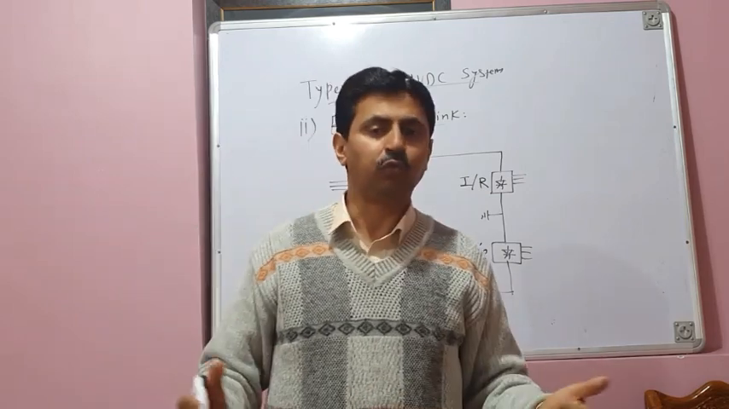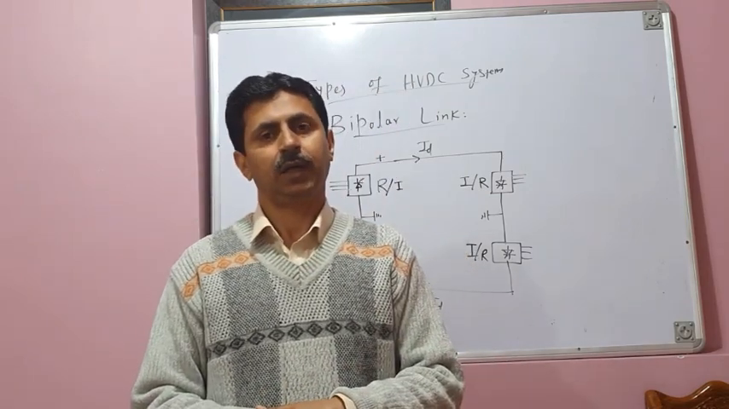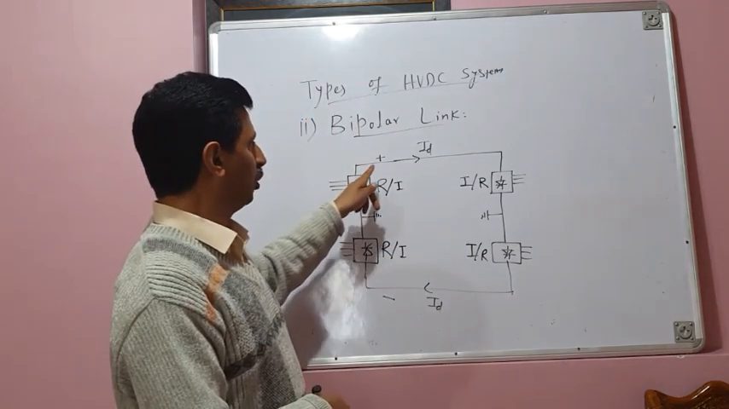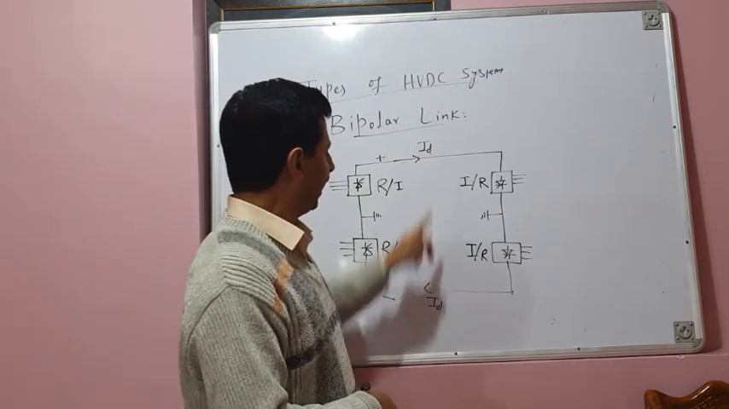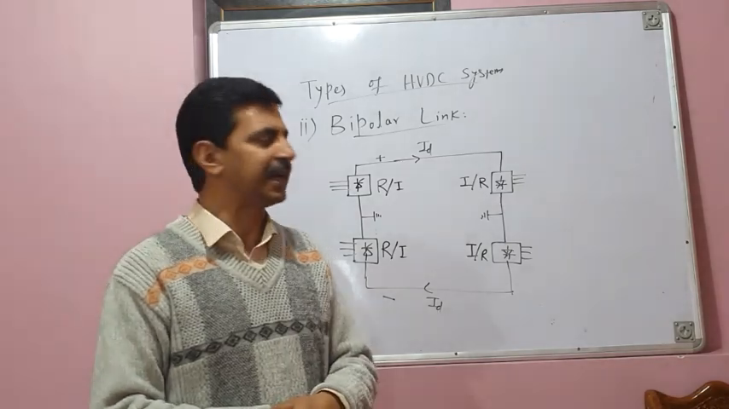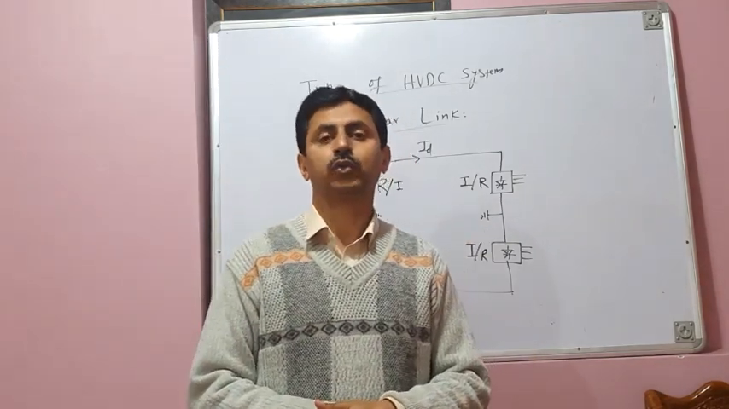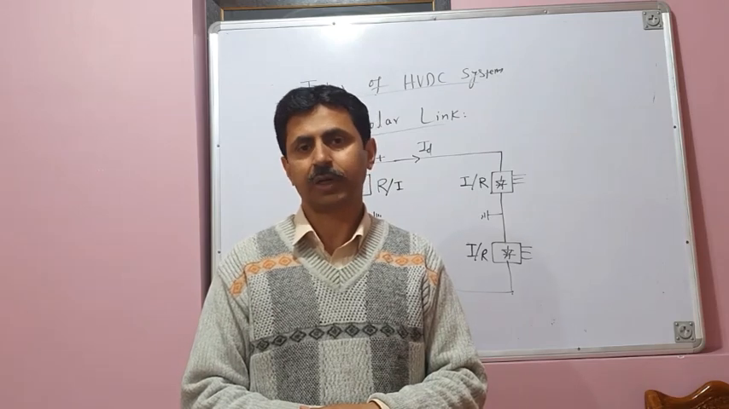Normally, when there is no fault in the system, an equal magnitude of current will flow in both the poles. That means plus ID will be exactly equal to minus ID, and in that case, there will be no current flowing through the ground. No ground current will flow.